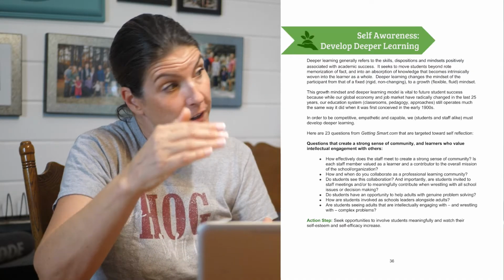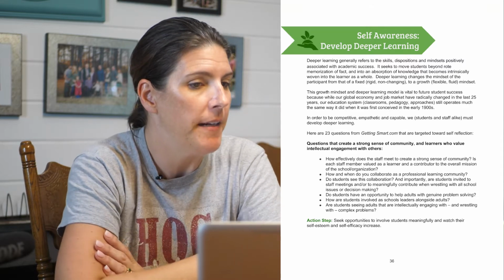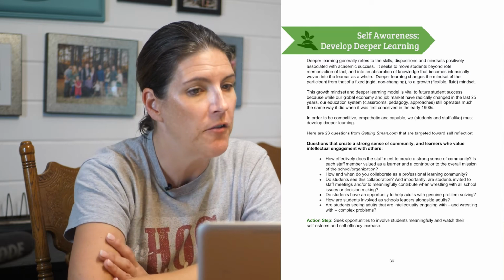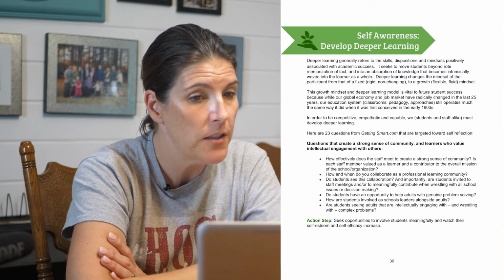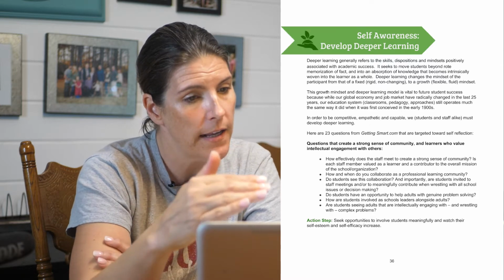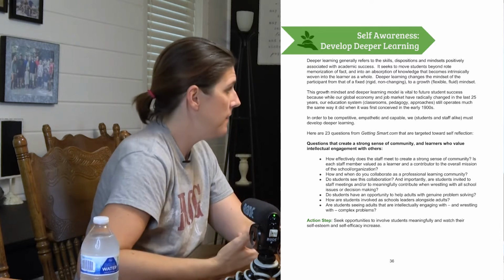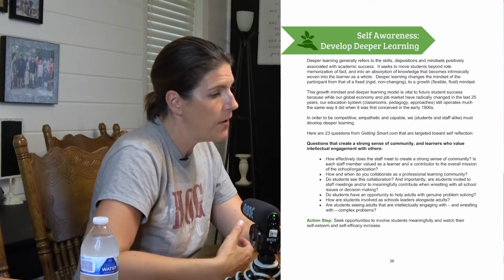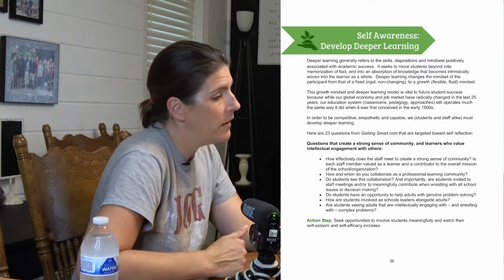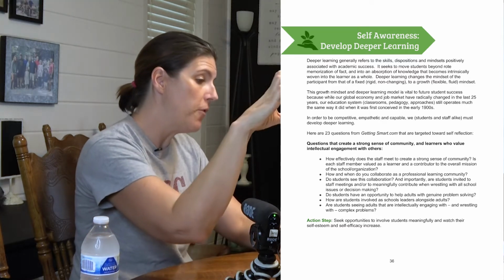And there's one for each of those 5 areas, right? For self-awareness, we're wanting to develop deeper learning. In this case, deeper learning generally refers to the skills, dispositions, and mindsets positively associated with academic success. So we're talking about what we need to do to develop deeper learning in order to bring these skills to our kiddos. So here are some questions that create a strong sense of community and learners who value intellectual engagement with others. So it gives you the overview, the introduction.